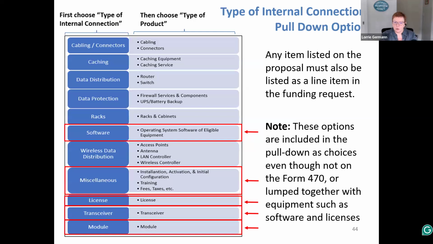But when we get to the 471, on the pull down under the type of internal connections, it's a much more extensive list. So you will see an option for a license, a transceiver, a module. So when you look at your quote, if you have something listed there called a module, you will choose that type of internal connection. Like I said, it's just broken out a little bit more on the 471 as compared to the 470.